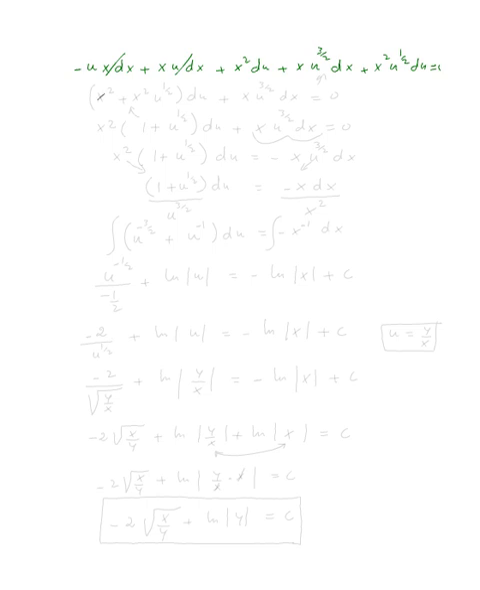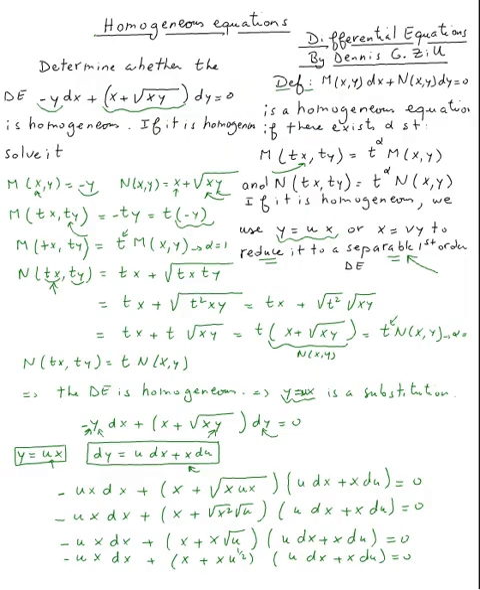If we factor the du, we get x squared plus x squared u to the 1/2 du plus whatever is left. What's left? Just this one, which is xu to the 3/2 dx. That would be equal to 0. Remember, according to the definition right here, it will be reduced to separable first order equations. So we're trying to separate the u and the x's.